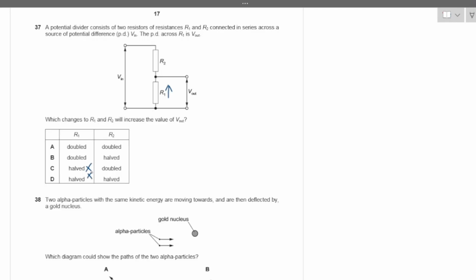So we can just delete the options C and D from our minds. That is absolutely wrong. We do not need to decrease it. It must be doubled. Now what about R2? Well, if you double R2 as well, then the PD across it will also increase, so that would provide no change in the ratio. Instead, what you want to do is to increase the PD across this and decrease the PD across the other resistor as much as you can in order to increase this V out. And therefore, to decrease the PD across R2, you need to halve its resistance, because V equals IR, so the PD across it is directly proportional to resistance. And B is correct.